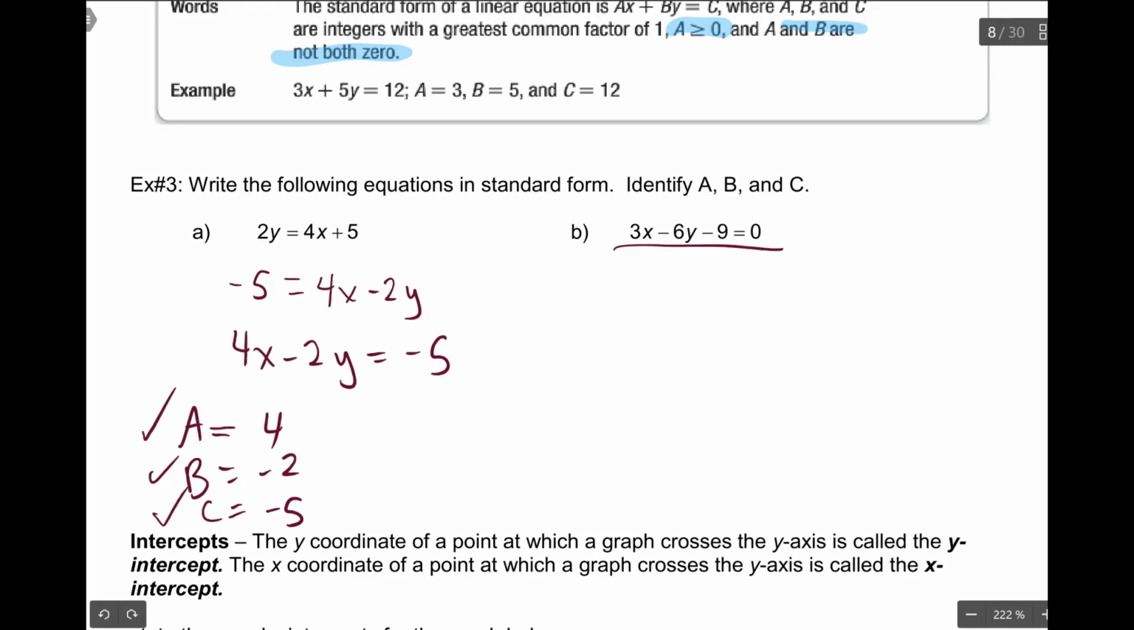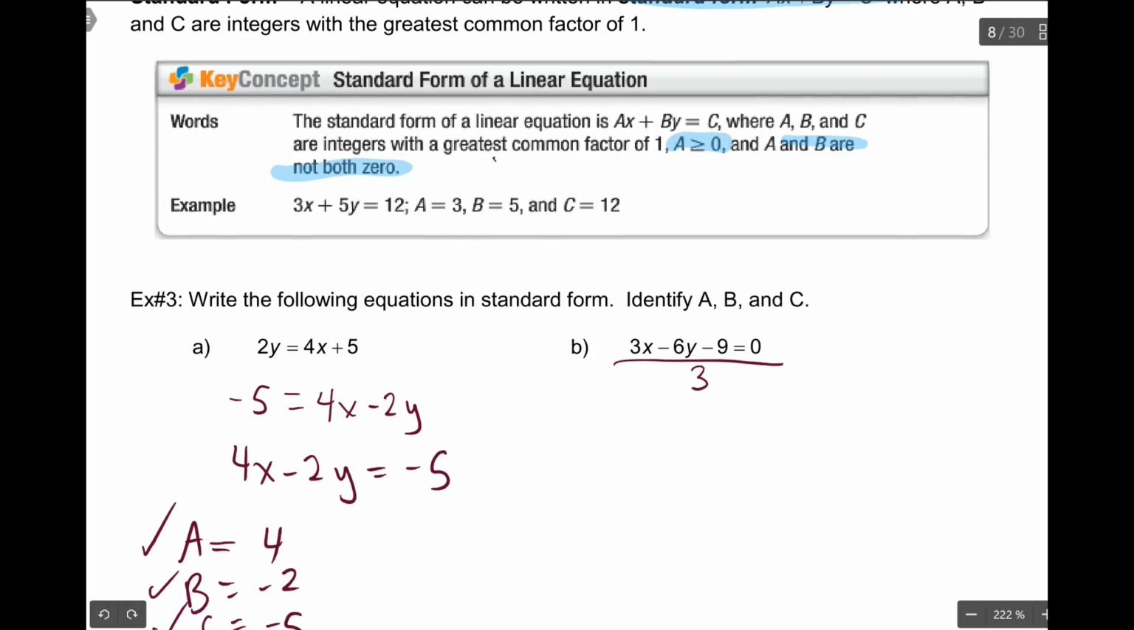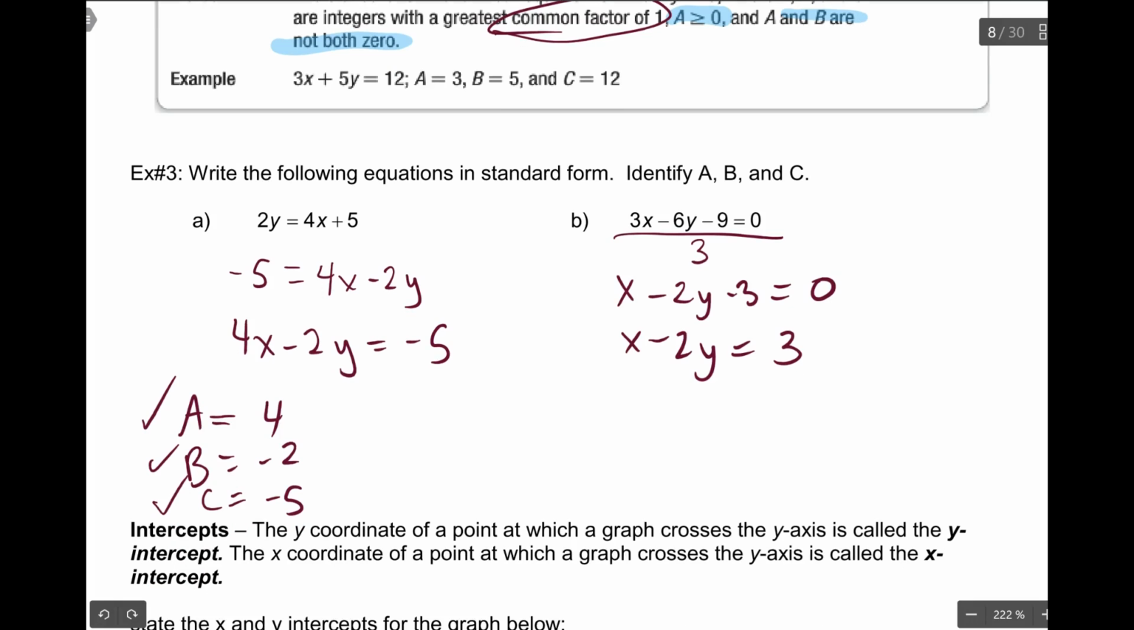The first thing I notice here is I have a common factor of 3. I can divide everything by 3. Notice that the greatest common factor has to be 1. So x minus 2y minus 3 is equal to 0. Move 3 to the other side by adding it. So x minus 2y equals 3. Sweet, I have it in the right order. So a is equal to 1. Nice, it's positive and it's an integer. B is negative 2. A and b must both not be 0. And then c is equal to 3.